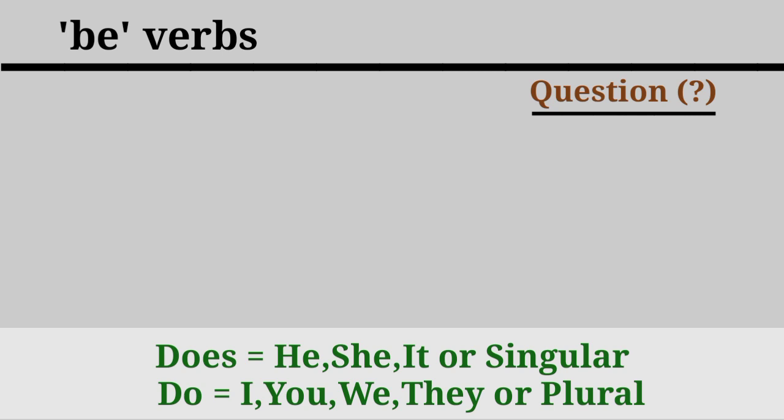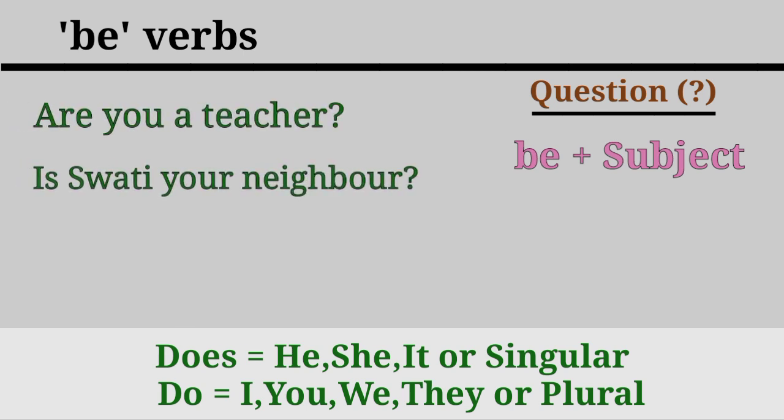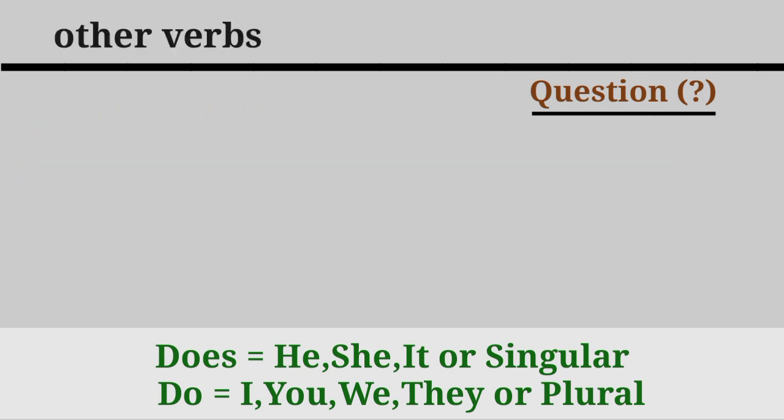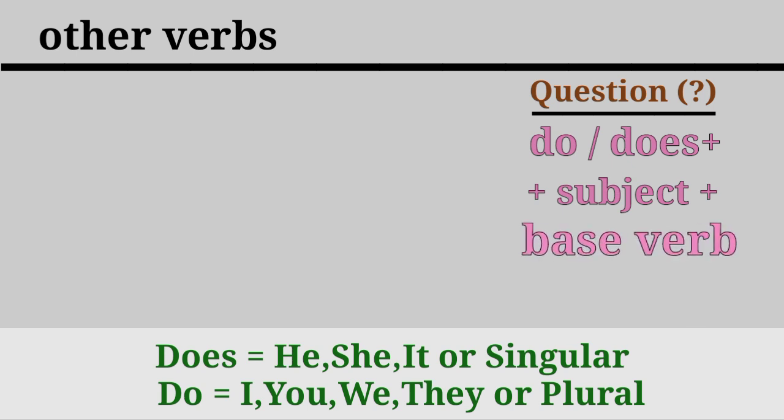Now look at the question sentences. The rule is be plus subject. Are you a teacher? Is Swati your neighbor? Am I next in line? For other verbs, the rule is do, does plus subject plus base verb.